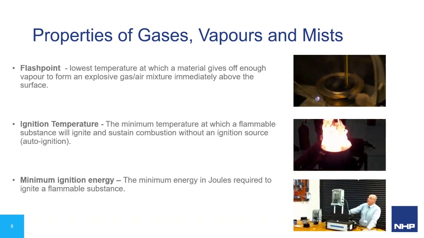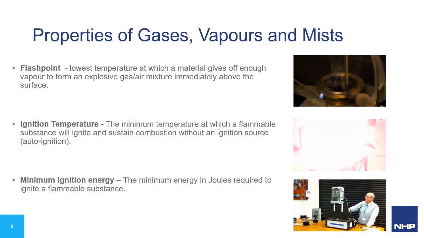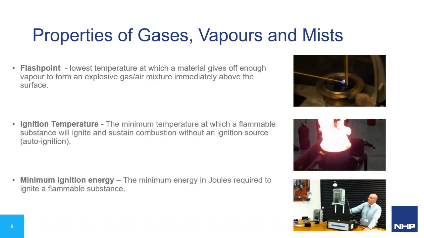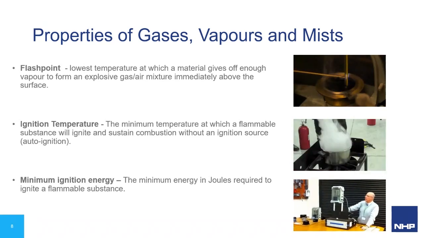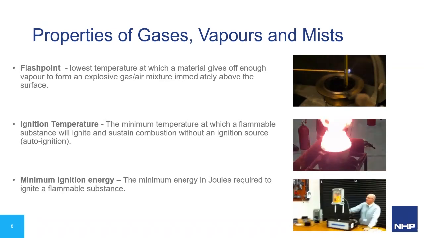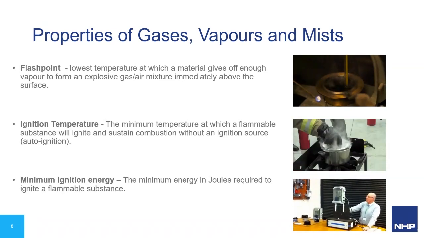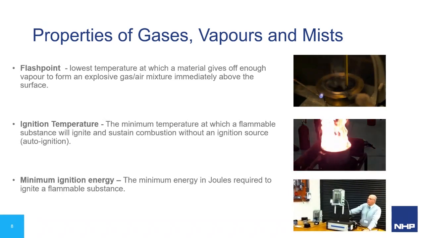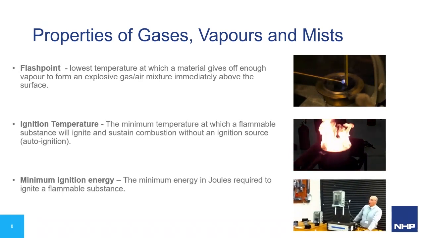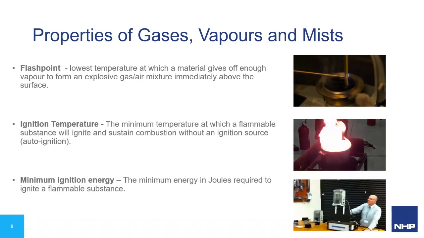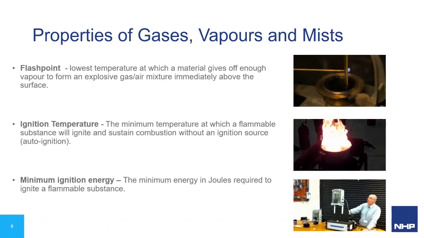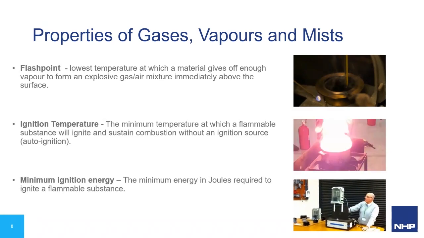Now, just a little bit more on the properties. So first off, flash points. So this is the lowest temperature at which a material gives off enough vapor to form an explosive gas-air mixture immediately above the surface. Now, this points to the likelihood of flammable atmosphere existing at a given temperature. And as you know, if you have a material with a flash point and ambient temperatures around here, this material will be giving off additional vapors. So there's a higher likelihood of atmosphere existing.